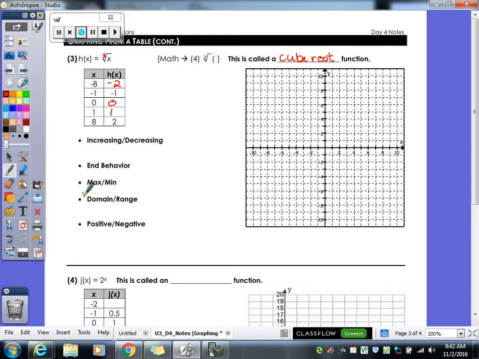So once you got your table filled in, go ahead and plot your points. Yep, this one has 2 arrows. It does continue on past your negative 8. We just didn't write it in our table because it was a decimal. So we get h of x equals the cube root of x. Make sure you label your graph.